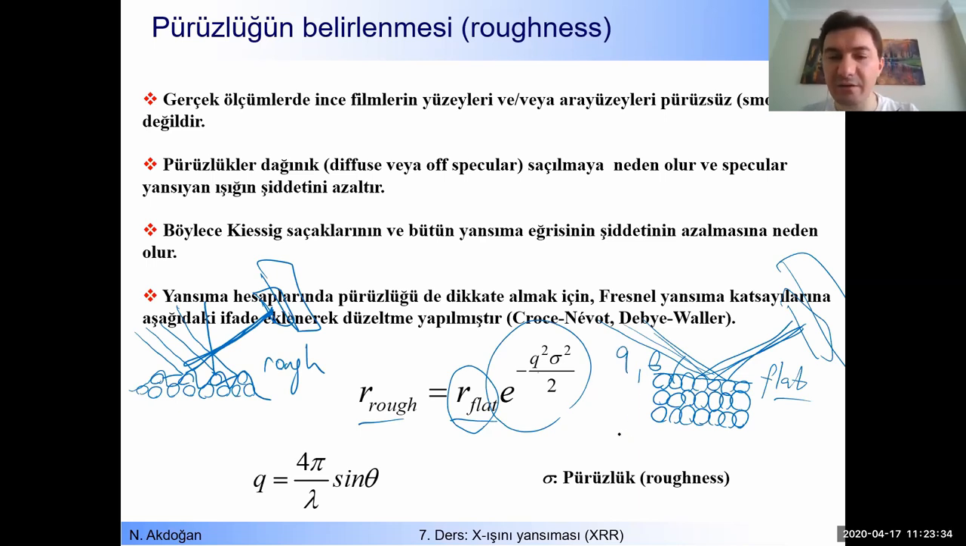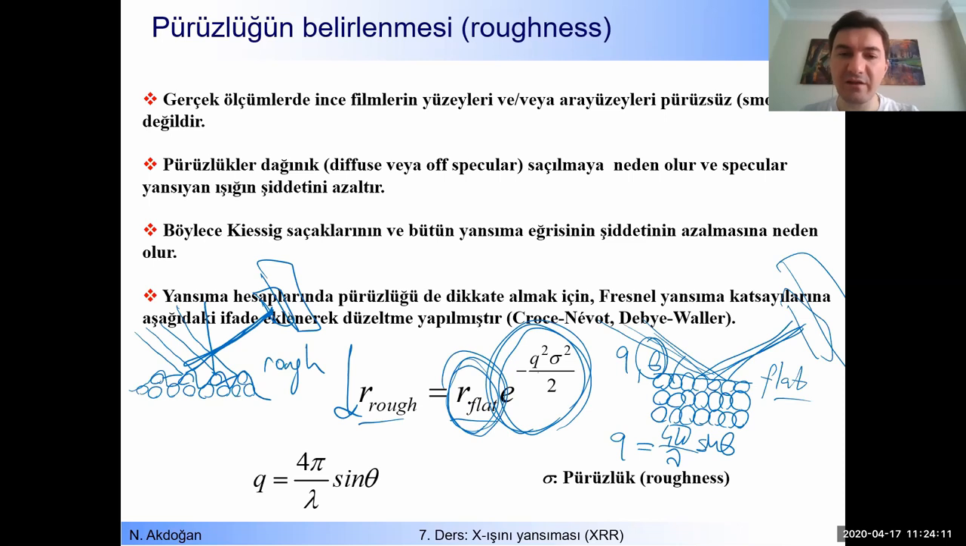Instead of Q, you can use that expression. Theta is proportional to Q, and Q is proportional to theta. So this is theta or Q. And here we have sigma. Sigma is the roughness of the material. If you have roughness, then this term decreases the signal. At the beginning, you have good intensity from the flat surface, but if you have roughness, then the intensity at the detector goes down.